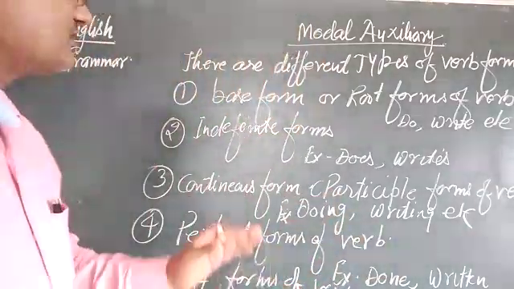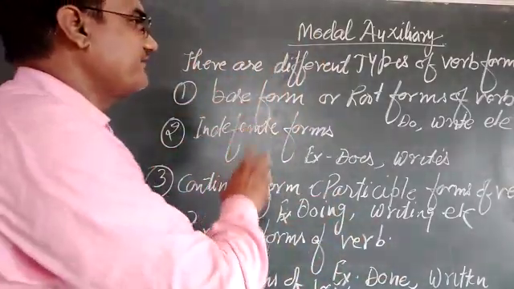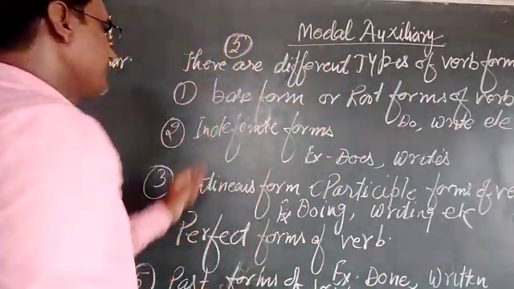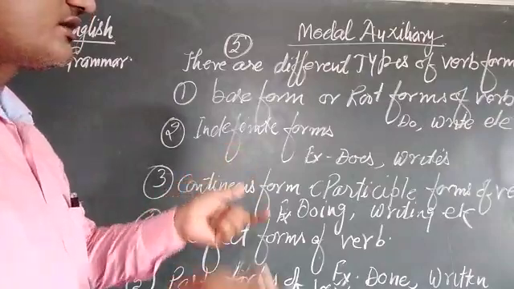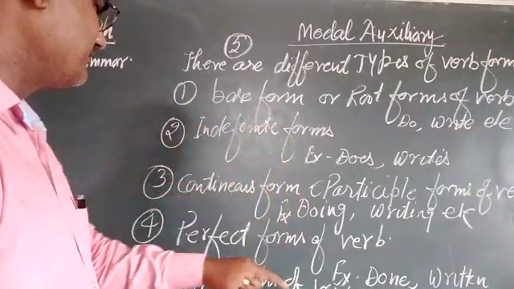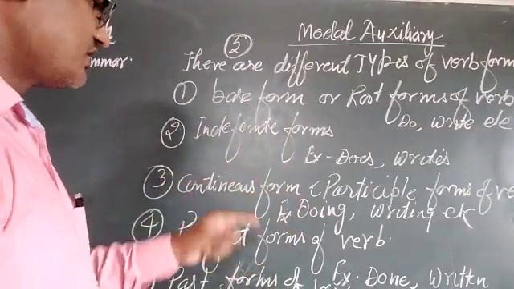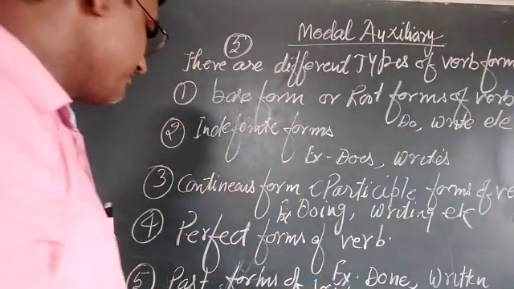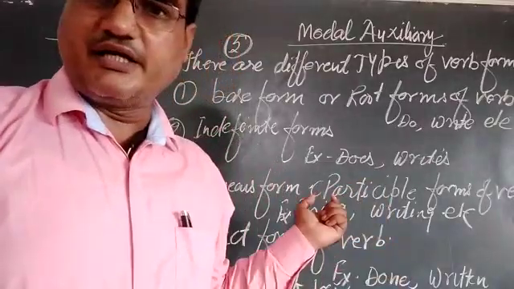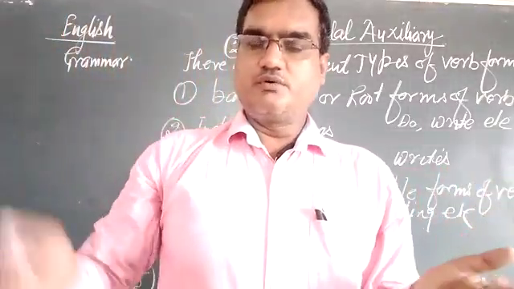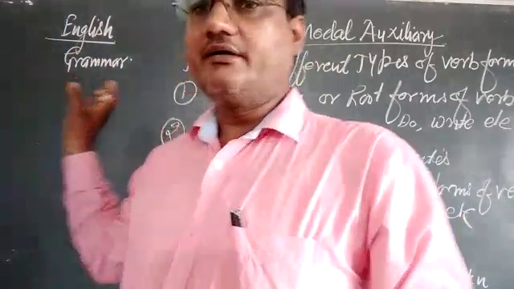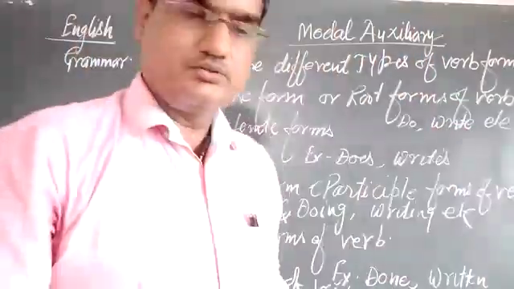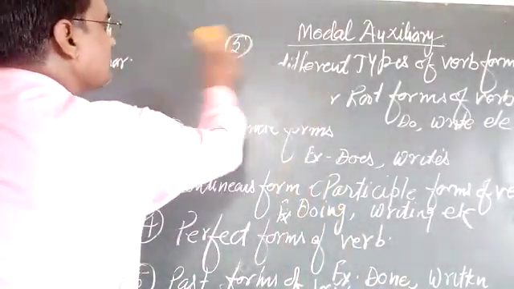So you know students, there are 5 types of forms of verb. How many types? 5. First, base or root form of the verb. Second, indefinite form. Third, continuous form or participle form. Fourth, perfect form of the verb. And fifth, past form of the verb. Is that clear? You will have to remember the different types of forms of the verb. So now, after that, you should know auxiliary.